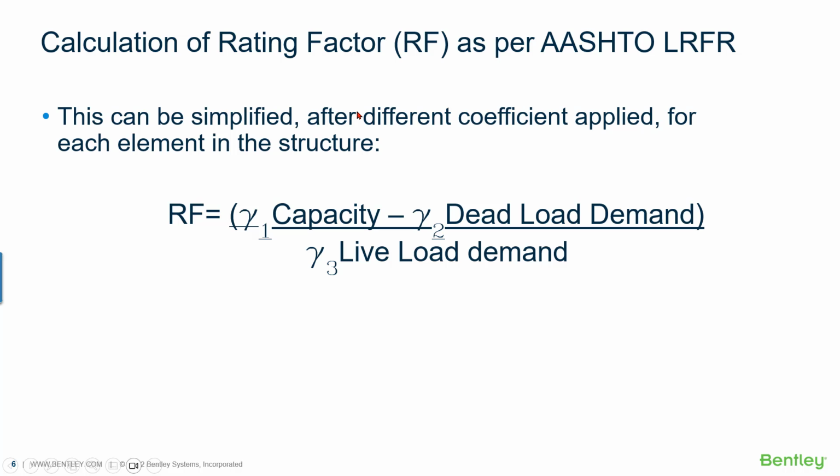If we reduce the large equation that we had before by just compressing the coefficients that we may have, this can be calculated as: the rating factor is equal to the capacity of the bridge minus the dead load demand, divided by the live load demand. And each of these different points can be multiplied by different coefficients that are given in the LRFD, taking into account, for instance, live load demands, the dynamic impact or things like that, and different safety coefficients.